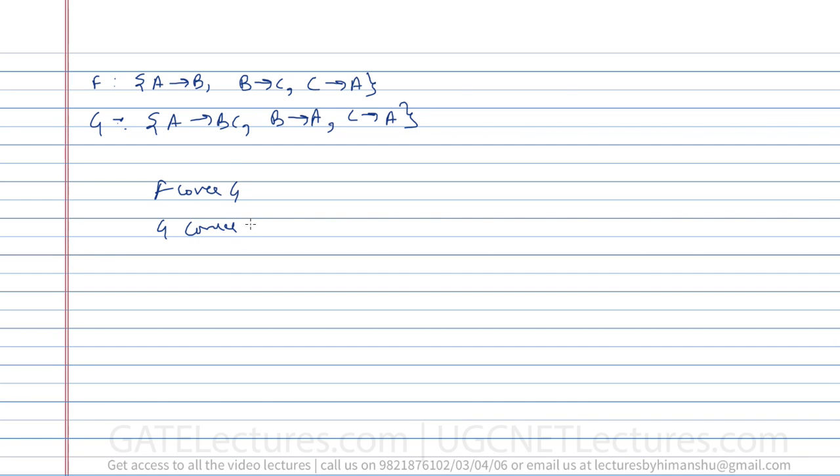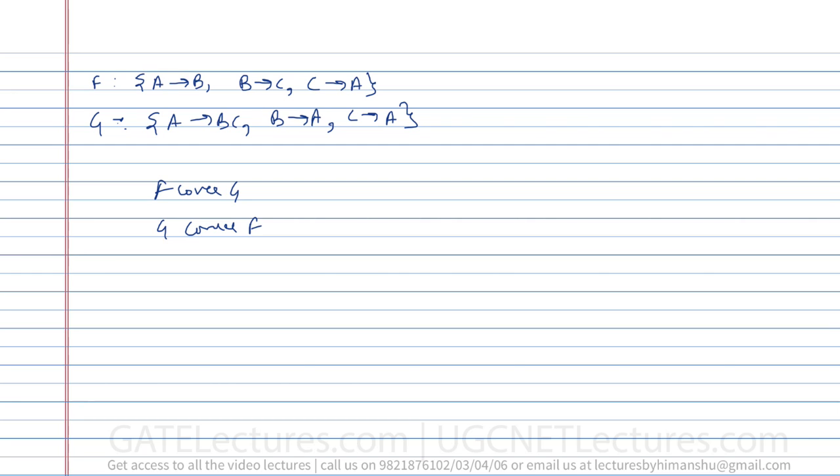Okay, now let us take the next example. Assuming that the functional dependencies which are given are like this: F is A derives B, B derives C, and C derives A, and G is A derives BC, and B derives A, and C derives A. These are the two sets of functional dependencies which are given. So let us see if F covers G or not, and G covers F or not.